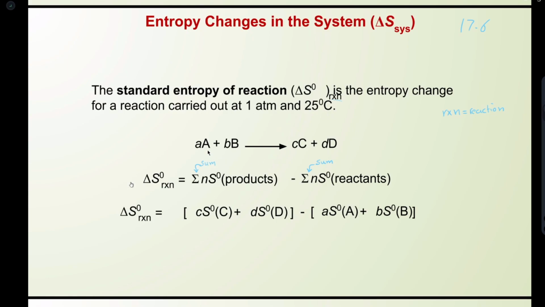The formula we use, say, take for example this chemical reaction, where A, B, C, and D are all different elements, or different components. We take the sum of the entropy value of the products multiplied by the number of their moles, minus the sum of the entropy values of the reactants multiplied by the number of their moles. So we will reach a formula similar to this one, where C is the number of moles and the capital S of C is the entropy value of element C.